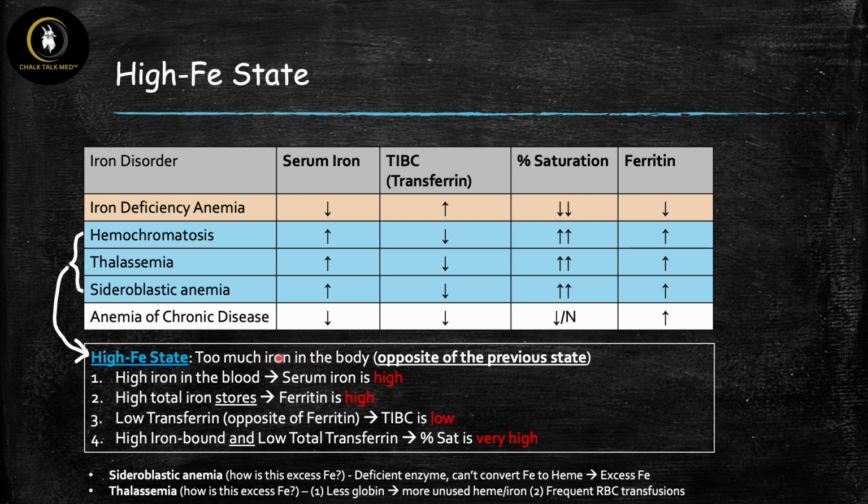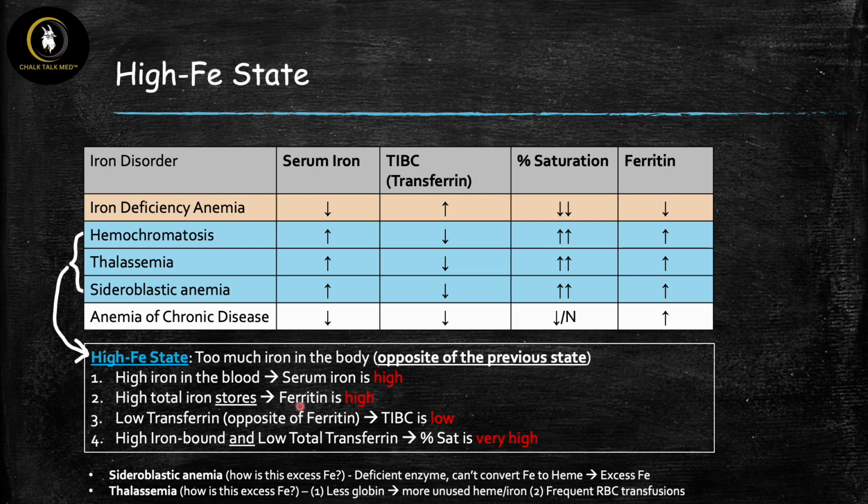So now let's talk about what the iron studies are going to look like. So the iron level in the blood is going to be high. This is going to be very straightforward. There's too much iron in the body, so too much iron in the blood, so serum iron levels are high in this case. For the same reason, since there's too much iron in the body, there's going to be high total iron stores inside of the cells. Again, this is an iron overload problem. So the ferritin levels, which are the indicators of intracellular iron storage, are going to be high. And as you can see here, ferritin levels are high.